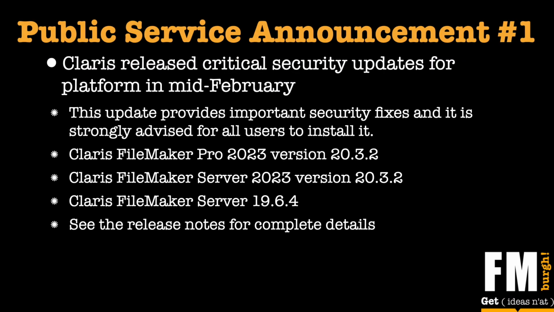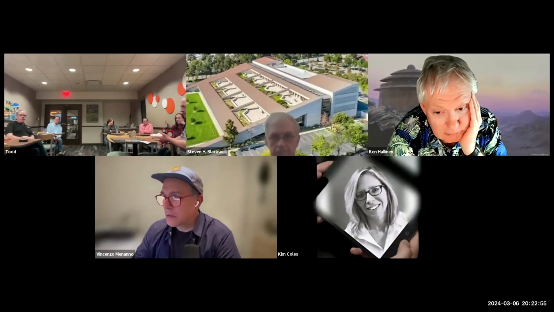And then the other public service announcement was, I'm sure everybody got it, at the end of February they released the security updates for FileMaker Server 2023, FileMaker Pro, and then also for FileMaker Server 19.6. It's 0.4 is the subversion, but there are some important updates there that you want to consider upgrading. So those were the 2 announcements.